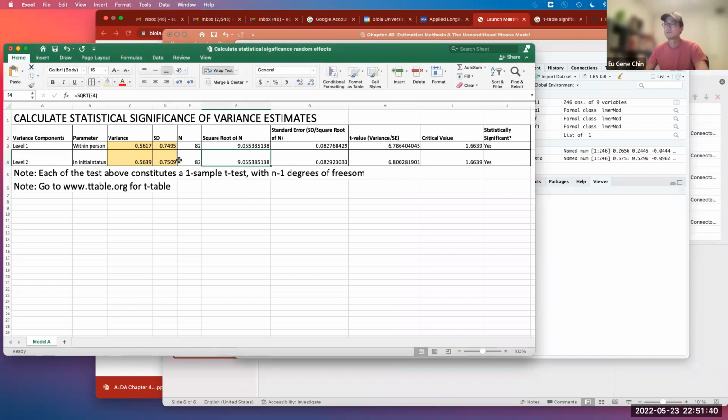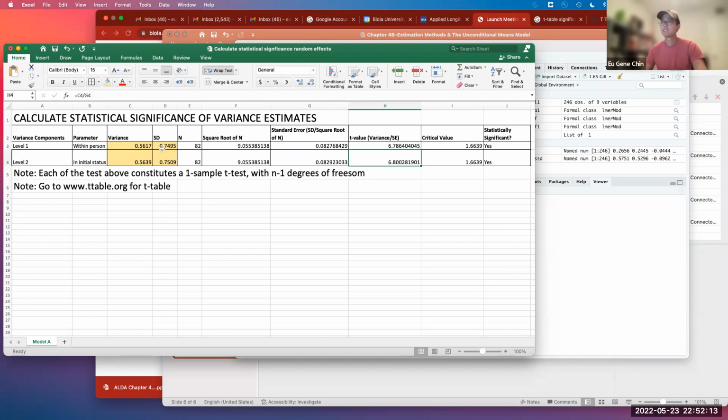Okay, so we have n, 82 people. We just take the square root of n, which is the square root of the respective cell. To get the standard error, we just take the standard deviation divided by the square root of n. So that's what we've done over here. And the t-value is basically the variance estimate divided by the standard error.